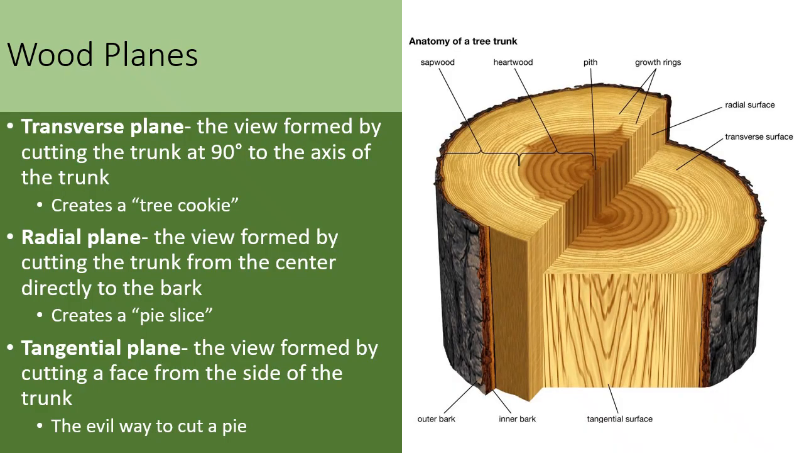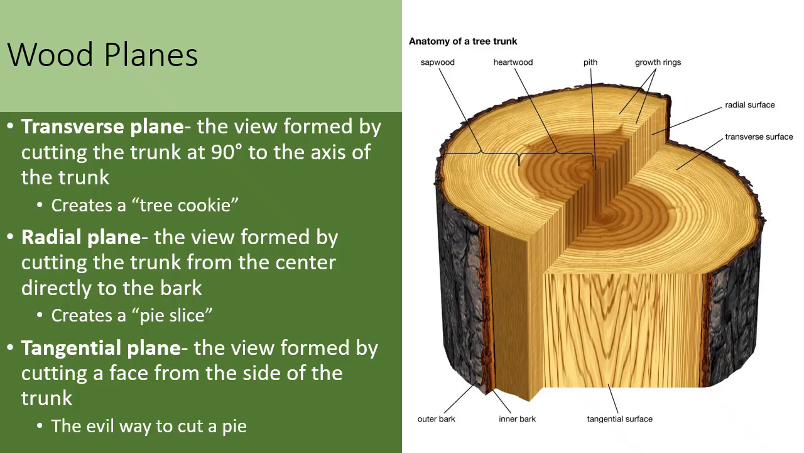As we move forward, we're going to start looking at different tissues that are arranged in different ways within the trunk. So I think it's valuable to discuss some of the different planes so that we understand where we are and what we're talking about. There are a lot of different ways you can cut a woody stem in order to examine the tissues. The first we'll talk about is the transverse plane.